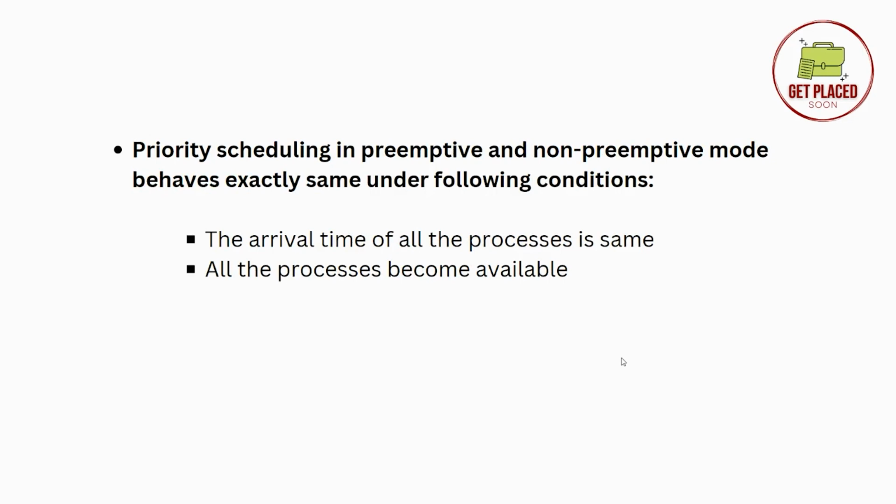Moving ahead, there are two cases where the result will be the same, the Gantt chart, the scheduling, everything will be the same whether you do it in preemptive or non-preemptive. Let's discuss the two cases. The first case is when the arrival time of all the processes is the same. For example, consider there are three processes P1, P2 and P3. If all the processes are coming at the same time, then whether you do it in preemptive or non-preemptive, the priority scheduling will be the same. The second situation is if all the processes become available, which means if all the processes enter the ready queue, then whether you apply preemptive or non-preemptive, there will not be any difference.